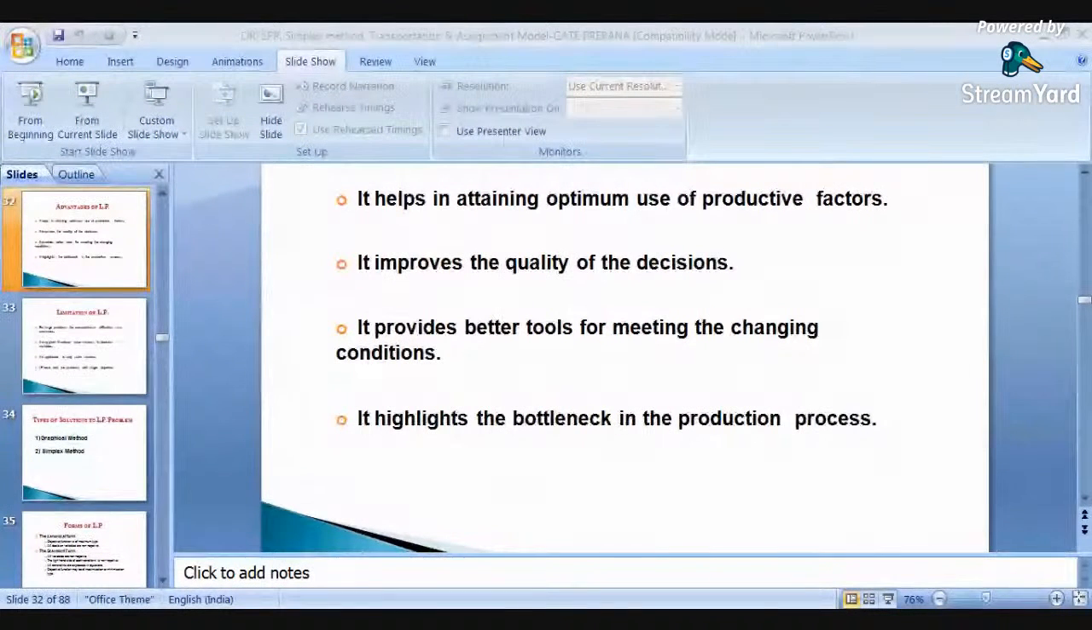For example, one manufacturer has three plants P1, P2, P3 producing the same product. From these plants, the product is transported to three warehouses W1, W2, W3. So in this case, what should be the quantity of the commodity which should be shifted from plant 1 to W1, plant 2 to W2, or plant 3 to W3, or from plant 1 to W2, W3, and so on? This should be decided so that the cost of transportation is minimum. Also, it satisfies the demand.